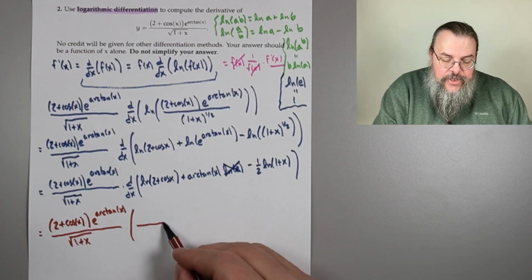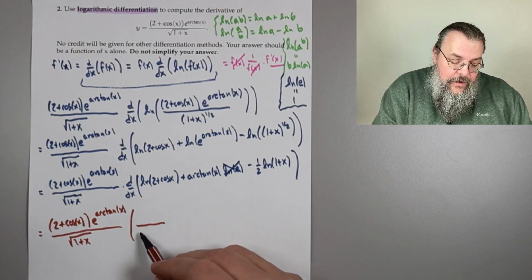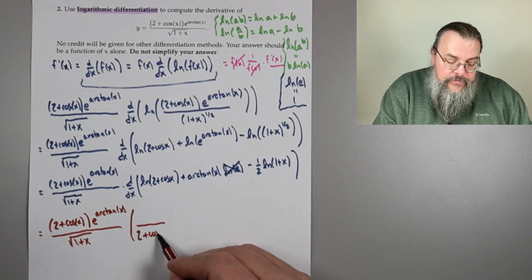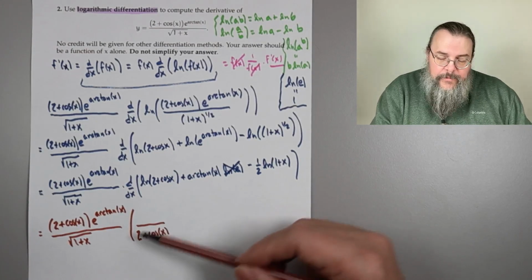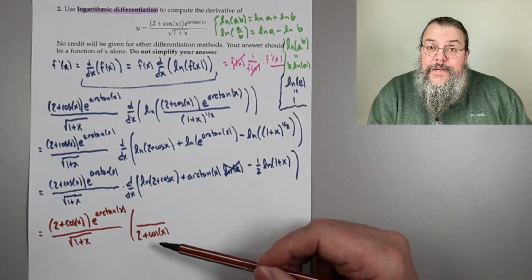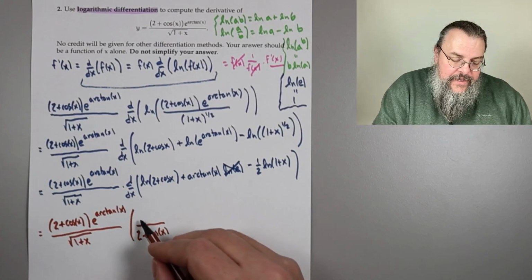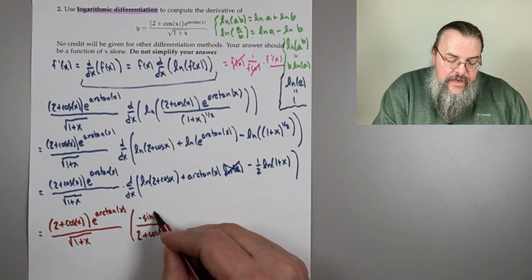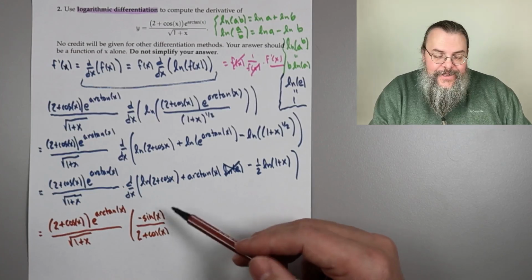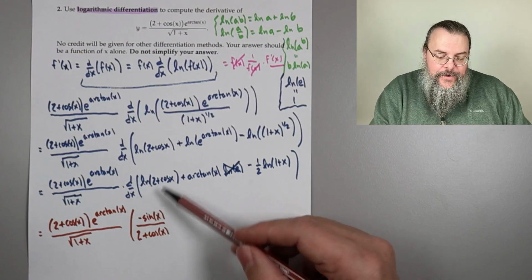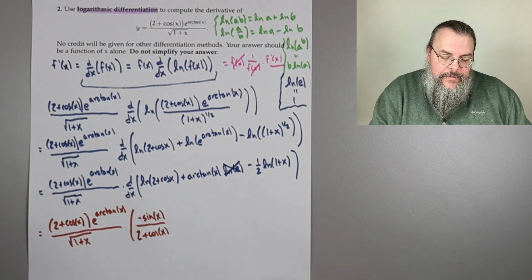Now, when you're taking the derivative of log, there's an easy way to do it. You make a fraction. You say, okay, what's inside the log? That goes downstairs. Oh, well, it's 2 plus cosine of x. Now take the derivative of this term downstairs, and that goes upstairs. Well, derivative of 2 is 0. Derivative of cosine is negative sine. What we are doing here is called the chain rule. Derivative of log is 1 over the inside, times the derivative of the inside, so the derivative of the inside goes upstairs.